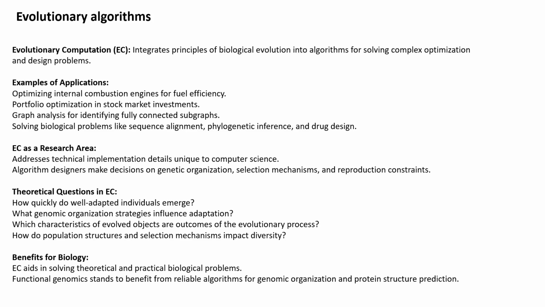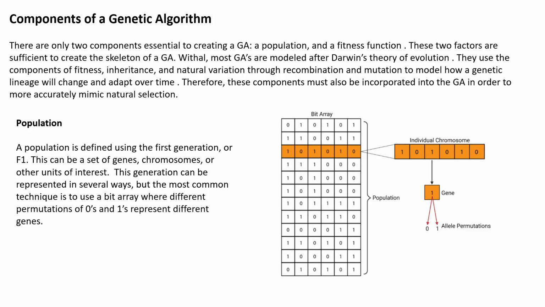So, moving on. Genetic algorithms are a subset of these evolutionary algorithms, and there are various types of genetic algorithms, but the main parts of a genetic algorithm are basically a population and a fitness function. There are other operators inside the algorithms, but for creating a genetic algorithm, the essential things needed are a population and a fitness function.